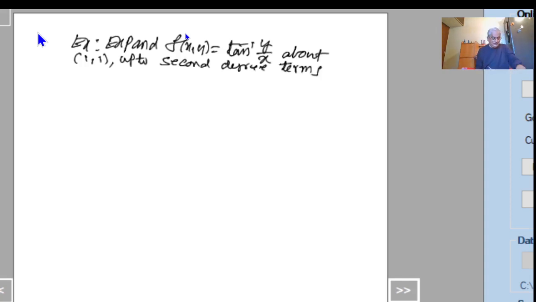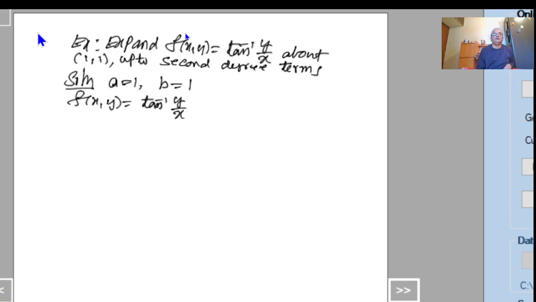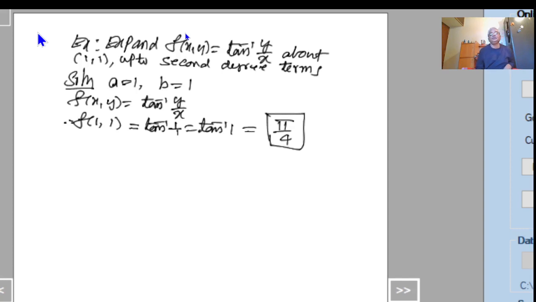Okay. So here a equal to 1, b also equal to 1, and f of x comma y equal to tan inverse of y by x. So therefore here f of a comma b, that is 1 comma 1, is equal to tan inverse of 1 by 1, this is equal to tan inverse of 1, this is equal to pi by 4. Okay, this is our f of a comma b.